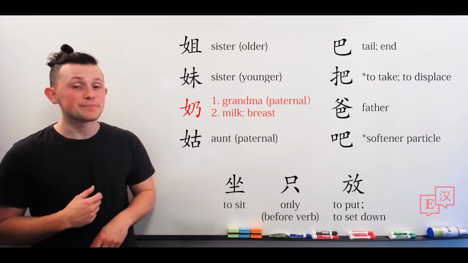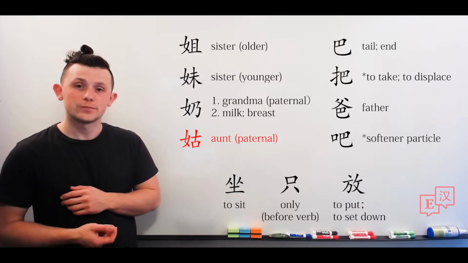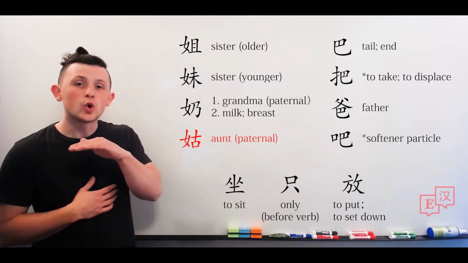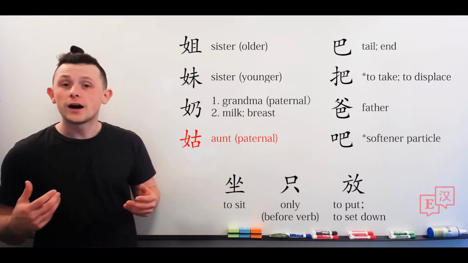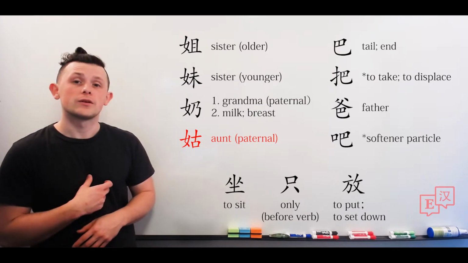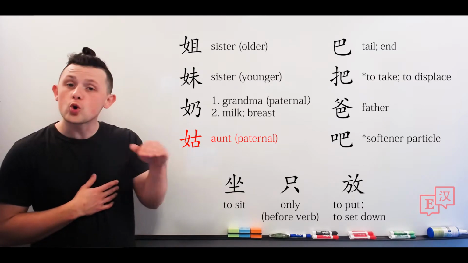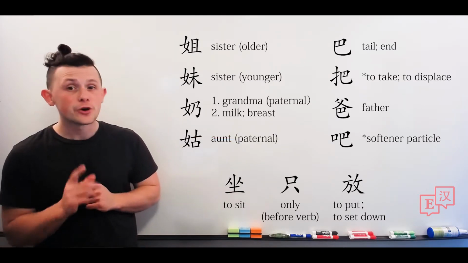Last character in this set, Gu. Like goo. This character means aunt on your father's side, a paternal aunt. Gu.